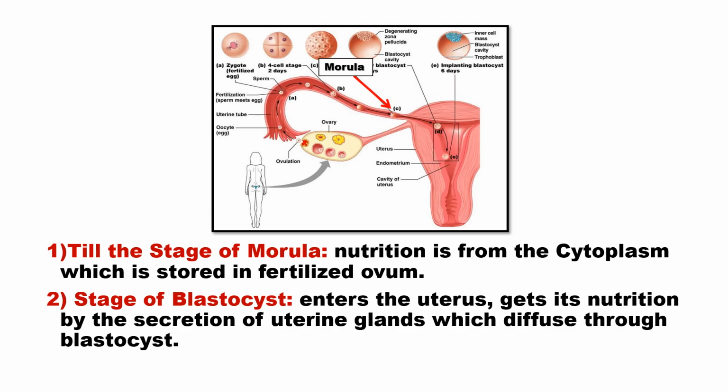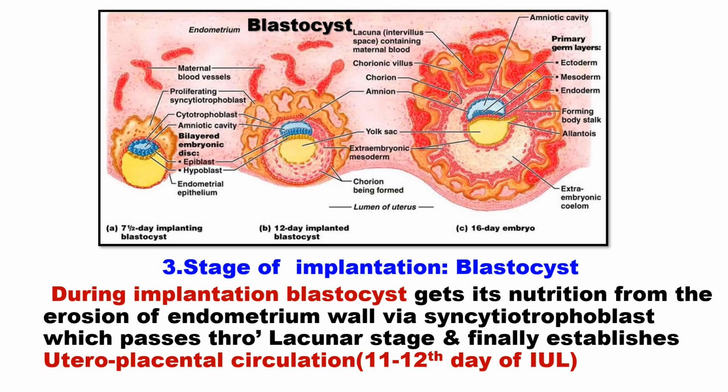Initially, the morula receives nutrition from the cytoplasm which is stored in the fertilized ovum. The early blastocyst, as it enters the uterus, gets its nutrition by secretions of uterine glands which diffuse through the blastocyst. Later, the blastocyst is implanted and it receives nutrition from the endometrium.